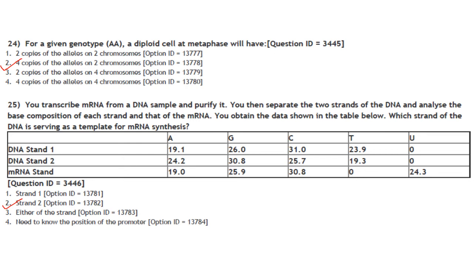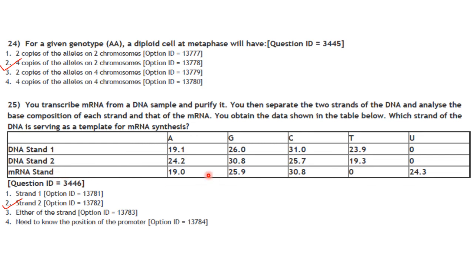Then next one. You transcribe mRNA from a DNA sample and purify it. You then separate the 2 strands of the DNA and analyze the base composition of each strand and that of the mRNA. You obtain the data shown in the table below. Which strand of the DNA is serving as template for mRNA synthesis? So this is DNA strand 1. This is the composition of ATGC in DNA strand 1, and it is almost the same as that of the mRNA strand.